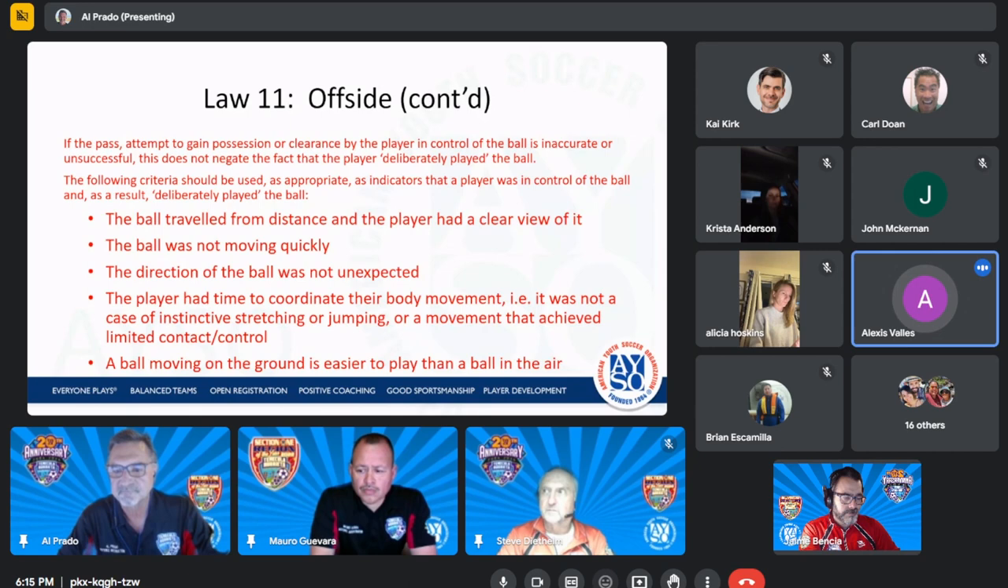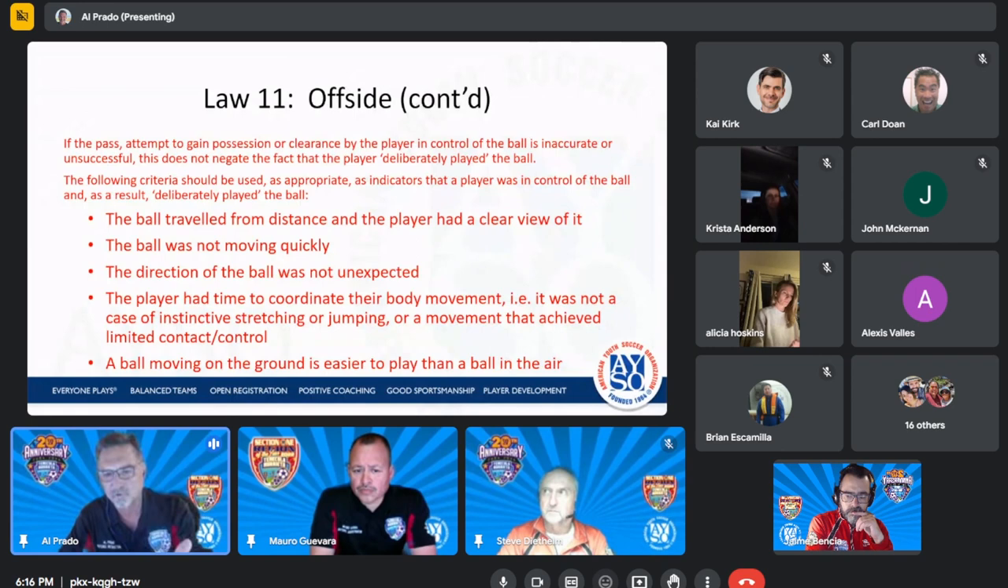Sorry, I had a question real quick. Yes, Alexis. There's no offside when it's a throw-in, right? Correct. No offside on any of the restarts to put the ball back in play: a throw-in, a corner kick, or a goal kick. Got it.